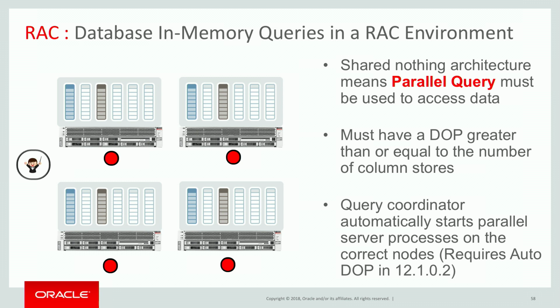In 12.1.0.2, we required auto DOP. In 12.2 and above, you just have to ensure that your DOP, your degree of parallelism, is at least as large as the number of nodes you have. But if you think about it, one of the really neat aspects of this, and I mentioned this in a blog post that I did on in-memory dynamic scans, is that with a DOP at least as great as the number of nodes, and then in-memory dynamic scans, you can dynamically parallelize your data access to your column stores across a RAC cluster.